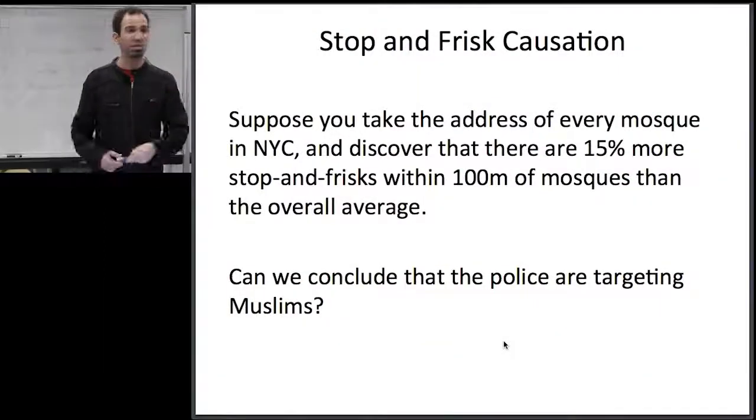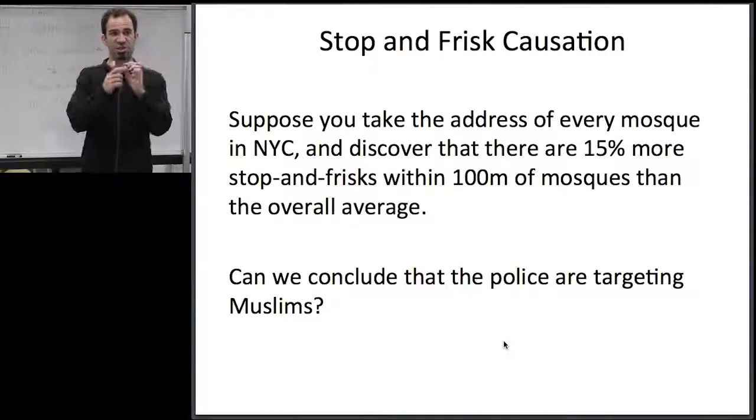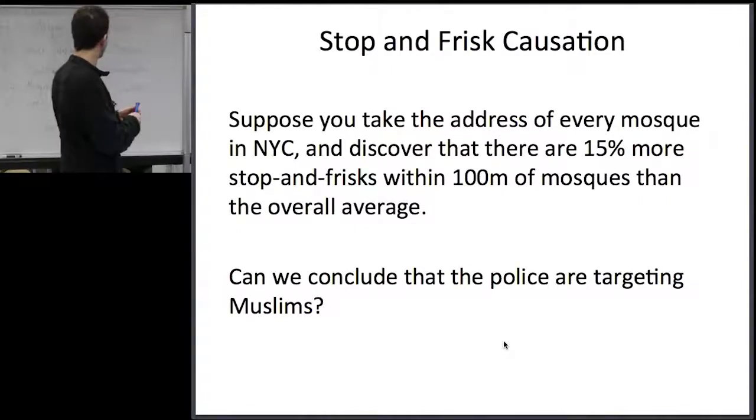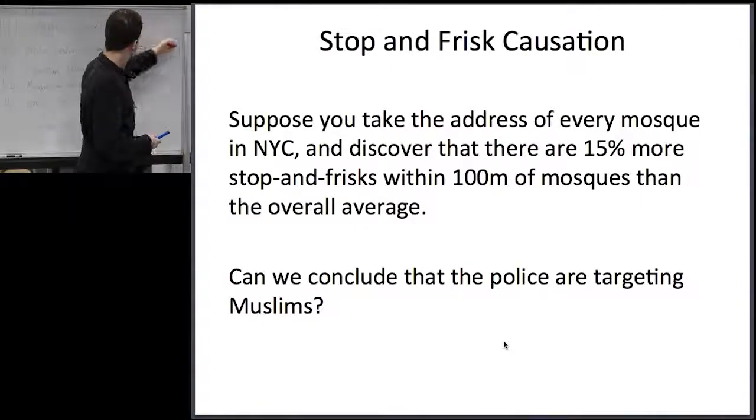Right. So redo the analysis changing that distance. Try it with 5 meters, 10 meters, 20 meters, 200 meters. And maybe what you get is, depending on distance, you get this graph.